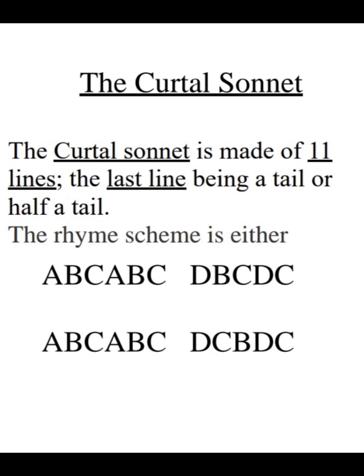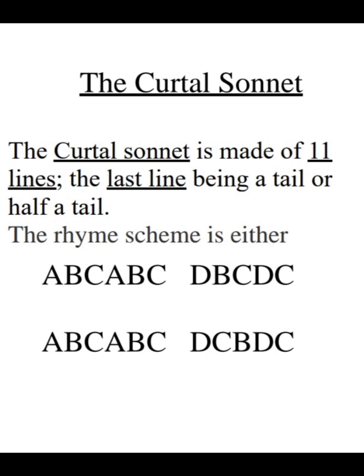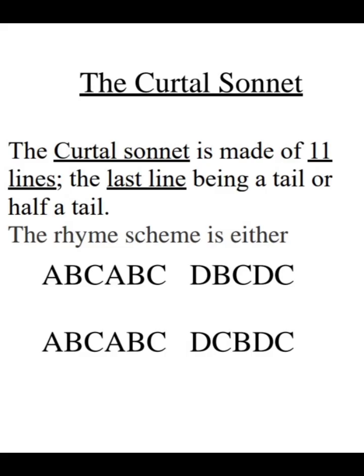Curtal. The Victorian poet Gerard Manley Hopkins seems to have been the first to have used such kind of sonnet. The curtal sonnet is made of 11 lines, with the last line being a tail or half a tail, as is Hopkins' Pied Beauty given here for illustration. Look at the last line. Praise him is the tail. The curtal sonnet has 2 possible rhyme schemes as shown here.